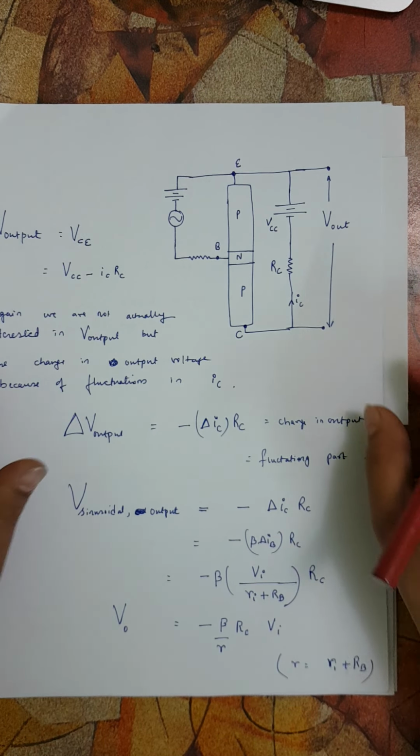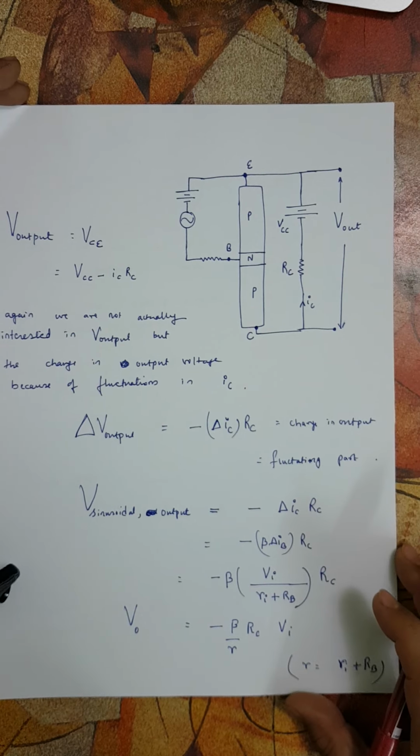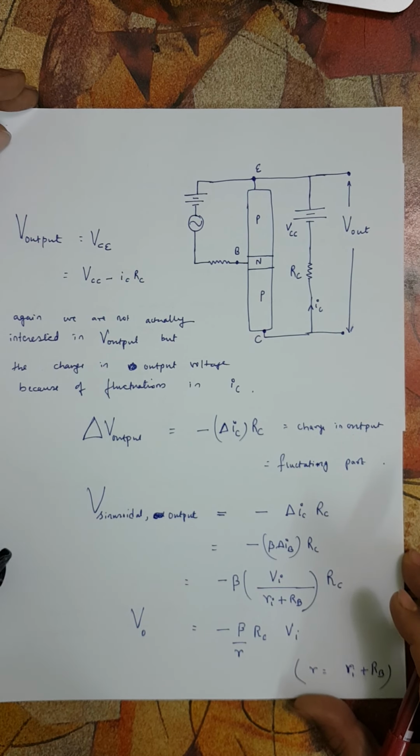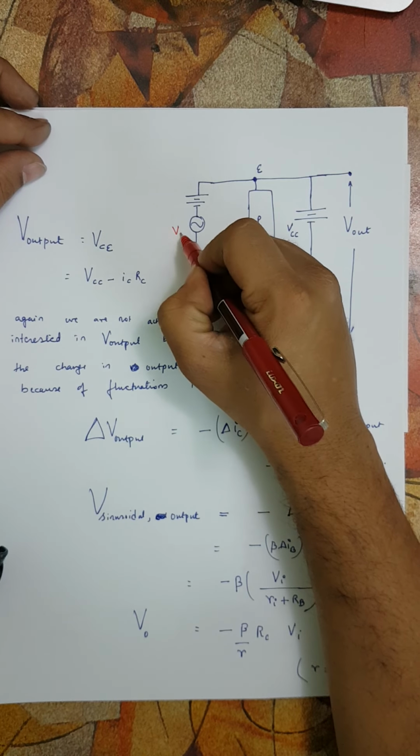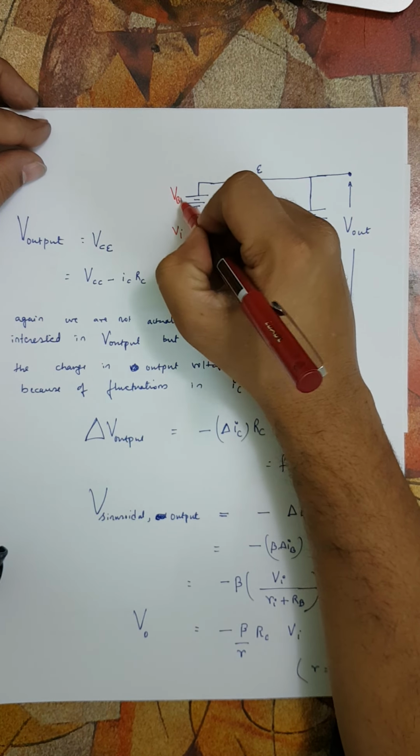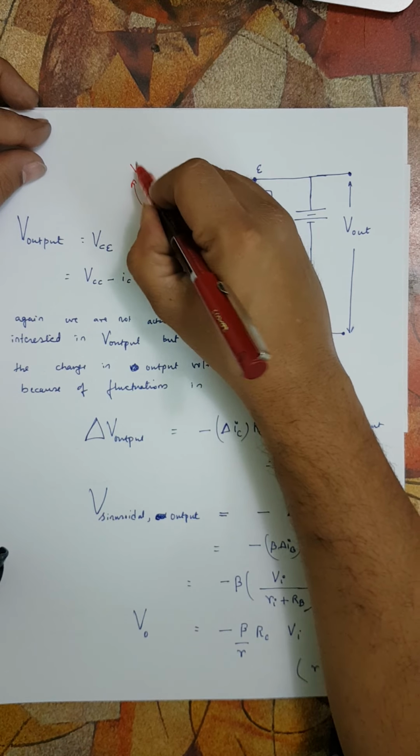Moving on. Now we have drawn the output side also apart from the input side. We know that the input side consists of RB, the Vi, and this is VBB, and together this is the total input voltage VIN.